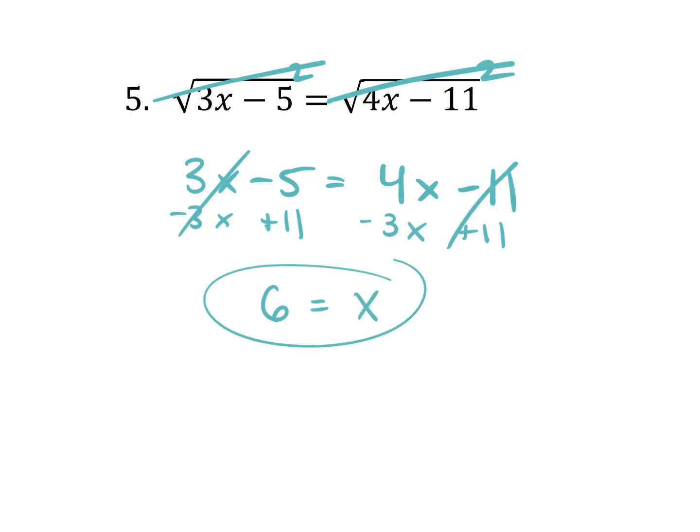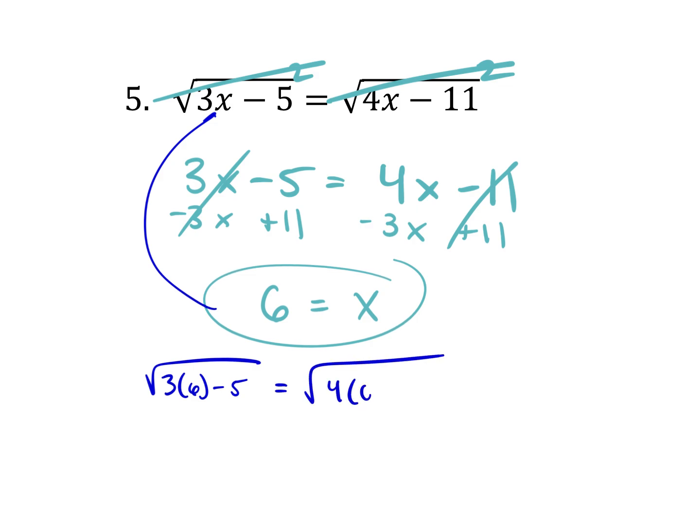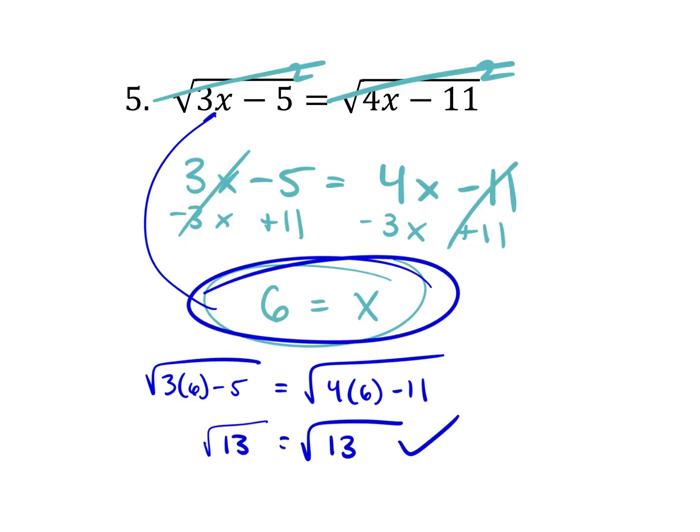What should we do? Check our work. Let's plug it into the x's to make sure it works. We have the square root of 3 times 6 minus 5 equals the square root of 4 times 6 minus 11. 3 times 6 is 18, and 18 minus 5 is 13. So we have the square root of 13, and then 4 times 6 is 24, and 24 minus 11 is 13. So the square root of 13 equals the square root of 13. Is that true? Yeah. So x equals 6 is our answer.